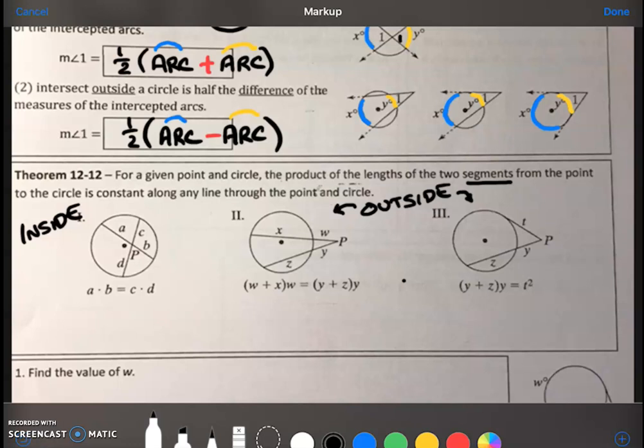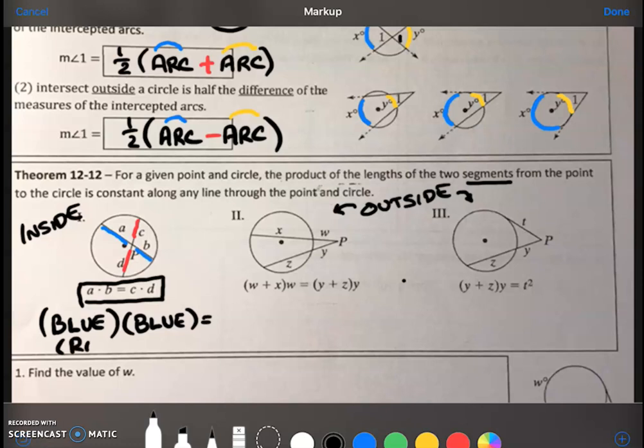With this first one, it's kind of hard to read here, but it basically says A times B is equal to C times D, which is kind of wordy. I like to do it like this because since I got colors, blue times blue is equal to red times red. And then that would be pretty much the equation. You'd have numbers there when you get to some of these problems, and you would just multiply it to solve it. So blue times blue, one portion times another portion, is equal to red times red in this picture, when it's inside the circle.